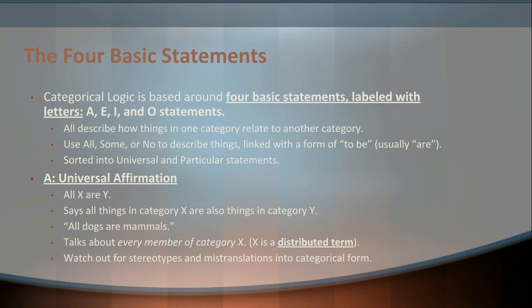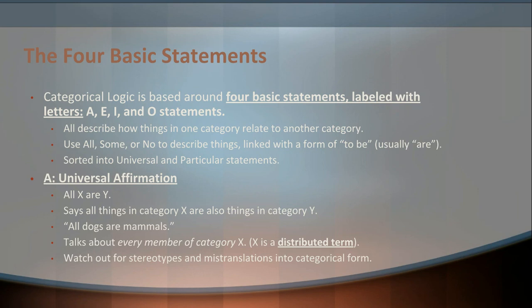So, let's actually start getting into how categorical logic works, shall we? Categorical logic, like I said, is the logic of dealing with the relationships between categories of things. And that means if we follow Aristotle's system, which we are, categorical logic is based around the relationships between four basic kinds of statements.